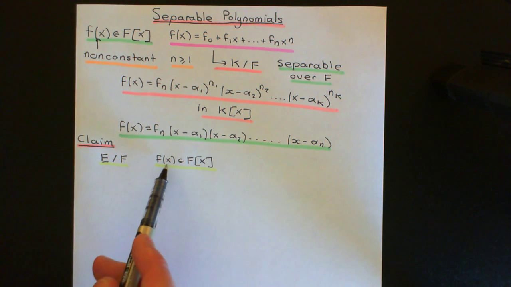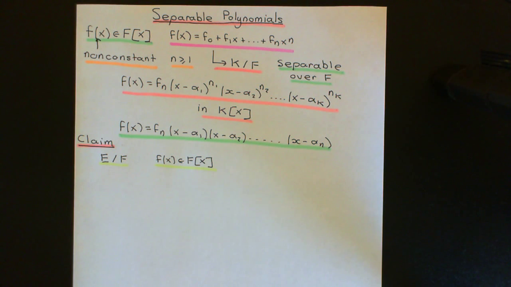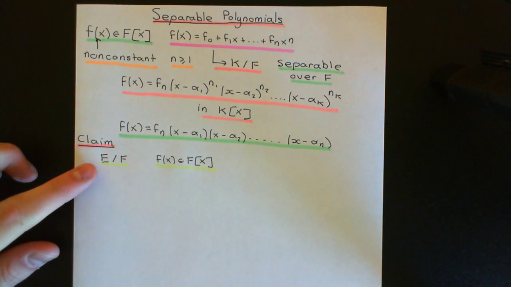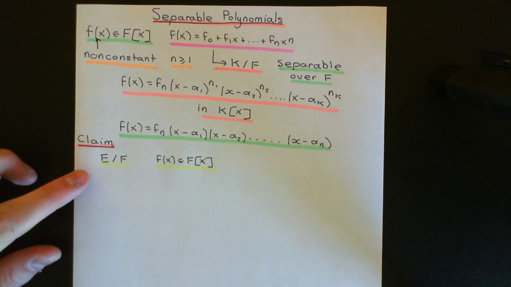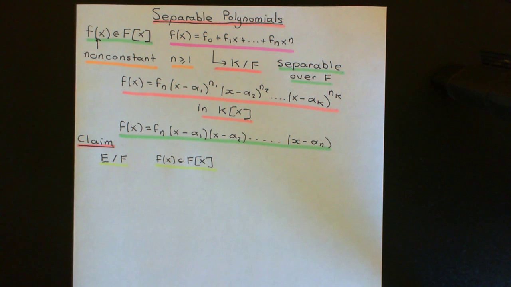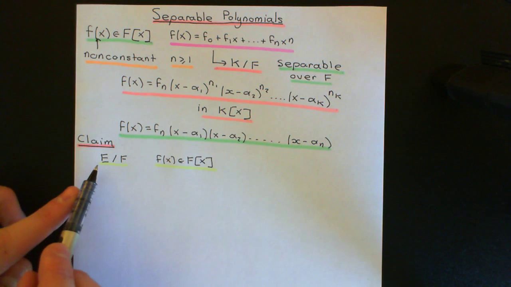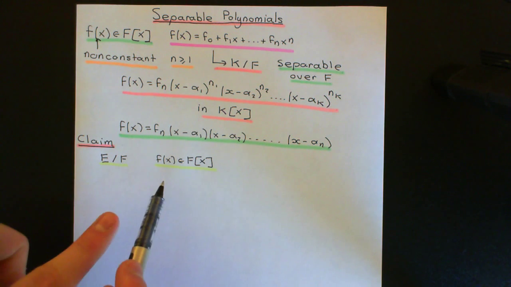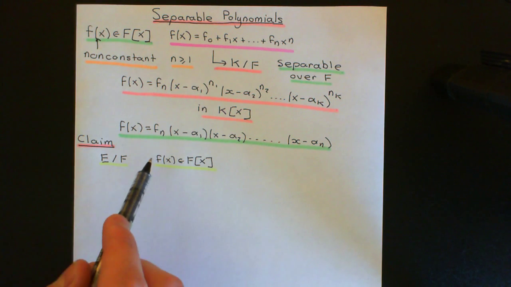So it's perfectly plausible to view this as a polynomial in the ring of polynomials over E. My claim is that if you do indeed have roots for this polynomial in E, then they're still going to be simple roots. You're never going to be able to find some field extension of f where you have two roots for f of x if it's separable.